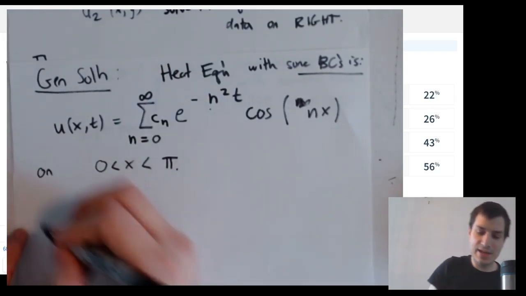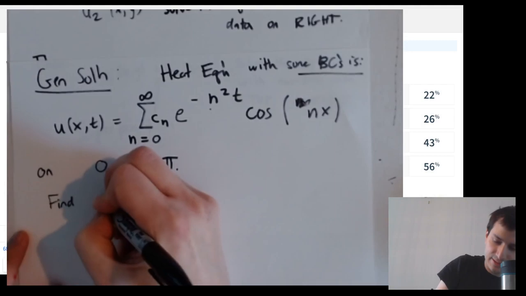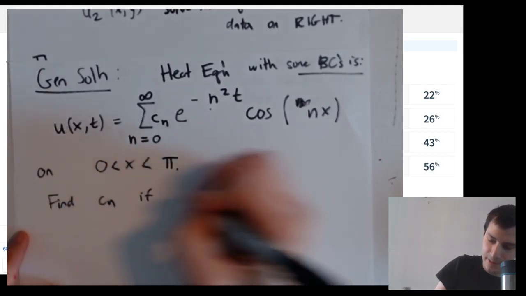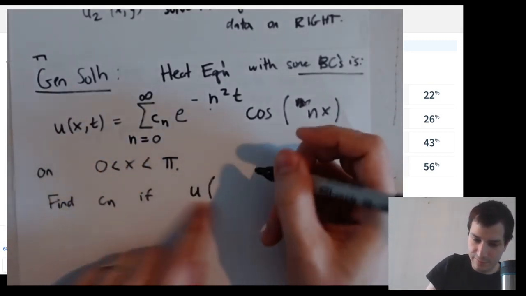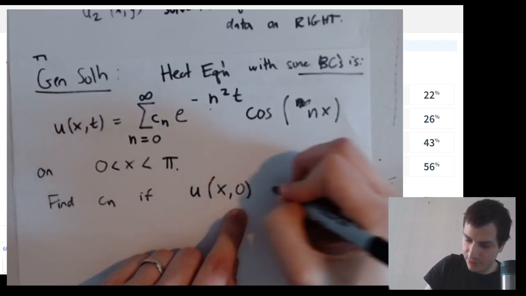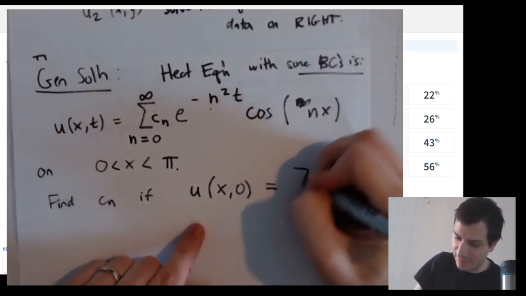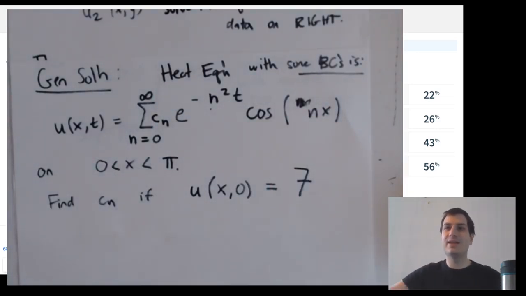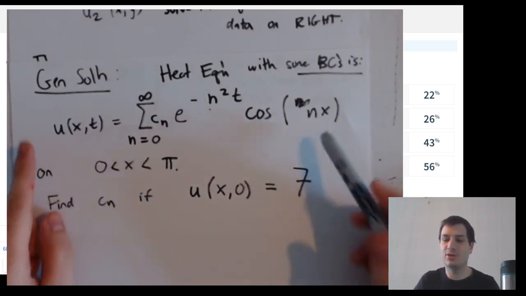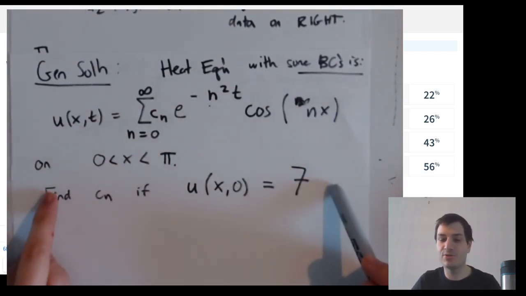And the question might say, find cn if u of x comma 0 equals, I don't know, what's a good function? Let's do the function 7. That's my favorite function. It's always equal to 7. So how would you solve for this?